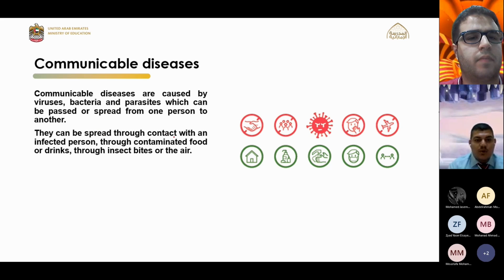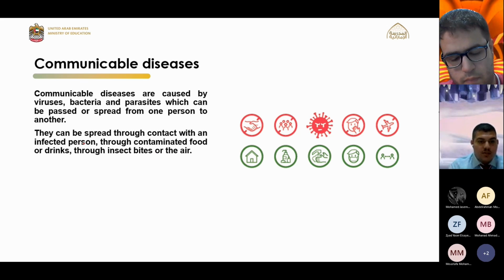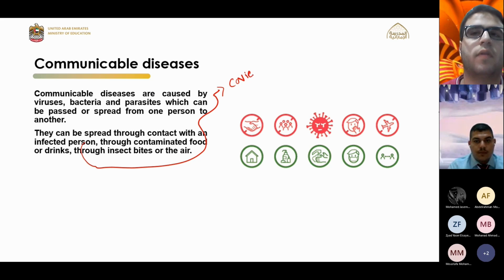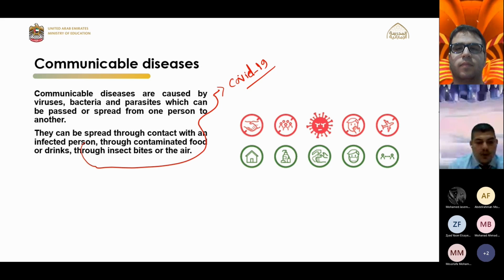And they can be spread through contact with an infected person, through contaminated food or drink, through insect bites, or the air. Now we have infected person. Infected person like what? COVID-19. If you are in touch or contact with a person who is positive for COVID-19, you may catch it as well.